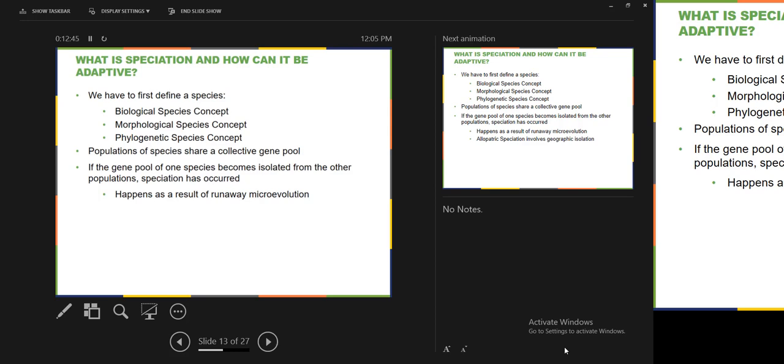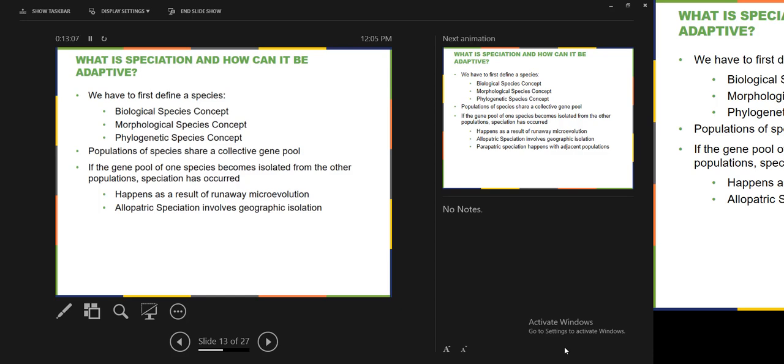All right, so there are different forms of speciation. First one is called allopatric. Allopatric, which means different lands. And so this involves a geographic isolation. You start with geographic isolation, and then over time it develops into reproductive isolation.